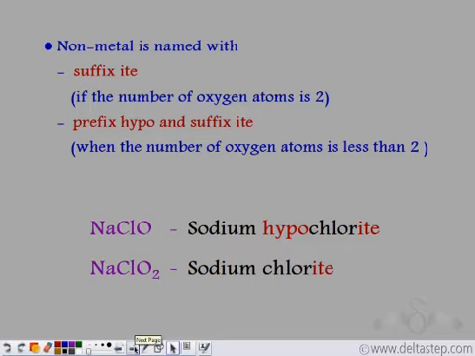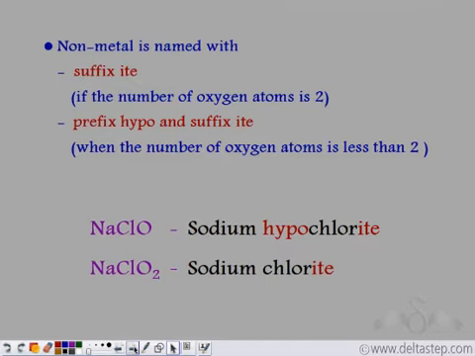We follow certain rules. So let's see what the rule says. So first of all, we have that the non-metal is named with the suffix "ite." Even in NaCl, we saw that sodium remains as it is. So in this case, sodium remains as it is. We now deal with this part of the compound.